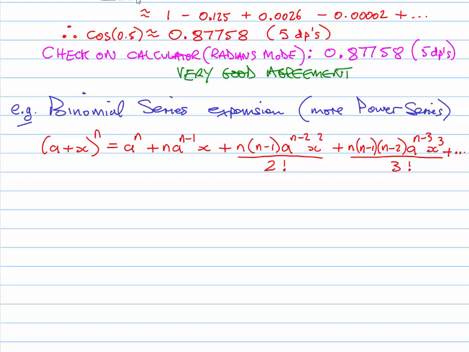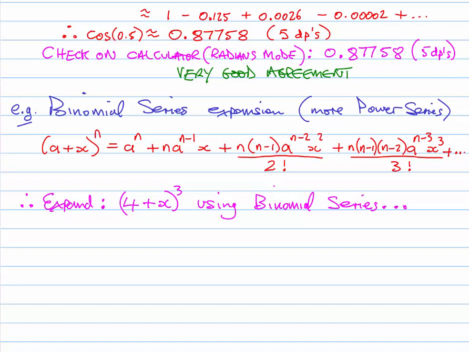Quick example, let's use that. Let's therefore expand this thing. How about 4 plus x all cubed using binomial expansion? Or if you like, the binomial series, same thing. Okay, so I'm going to have a look at doing this. I'm going to write it down, 4 plus x all to the 3.